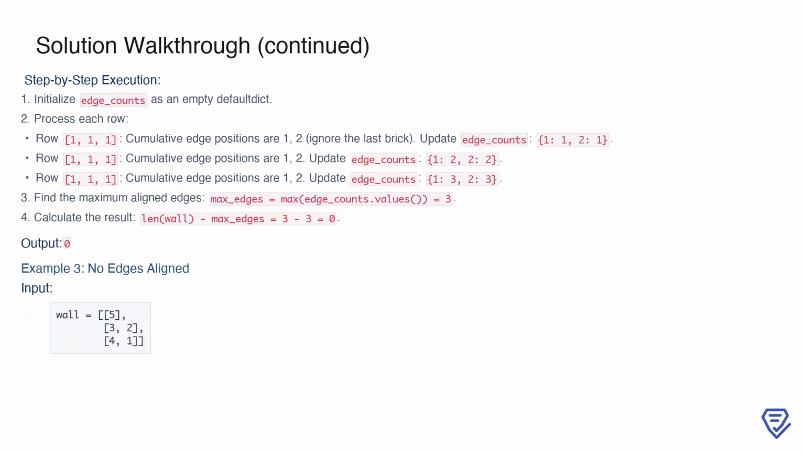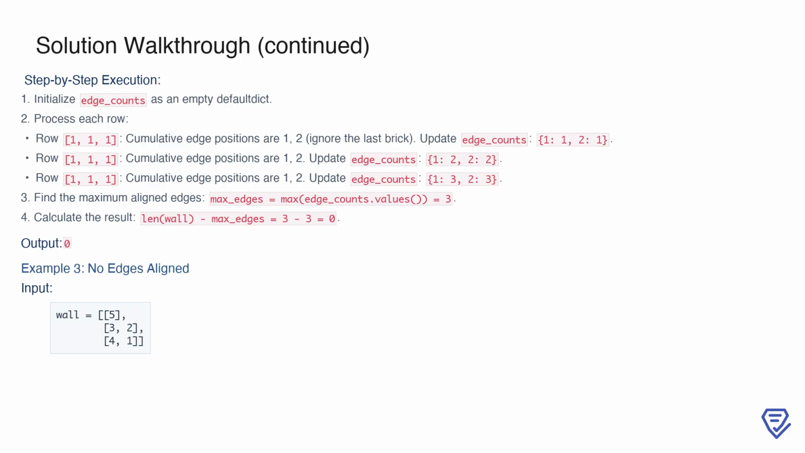Now, let's consider an example where every row is fully aligned. Here, the wall consists of rows like 1, 1, 1, where each brick has the same width. As before, we initialize an empty edge_counts dictionary and calculate cumulative edge positions for each row, excluding the last brick. For the first row, the positions are 1 and 2, which we add to the dictionary. The same positions appear in the subsequent rows, so their counts in edge_counts increase to reflect this alignment.